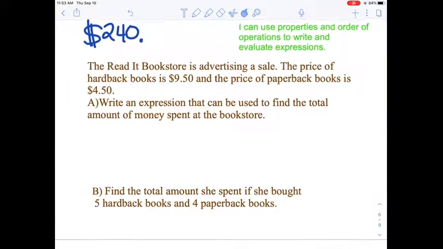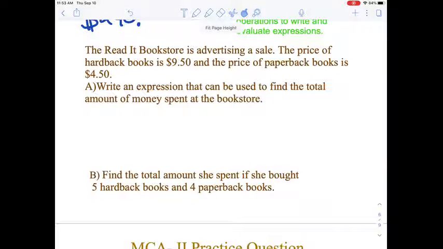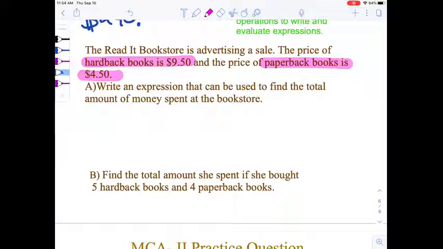Alrighty, we're almost done. This next problem says the Read It bookstore is advertising a sale. The price of hardback books is $9.50. The price of paperback books is $4.50. And hardback, hardcover, same thing. I didn't write it. Okay. So we know every hardcover book is $9.50. Every paperback book is $4.50.